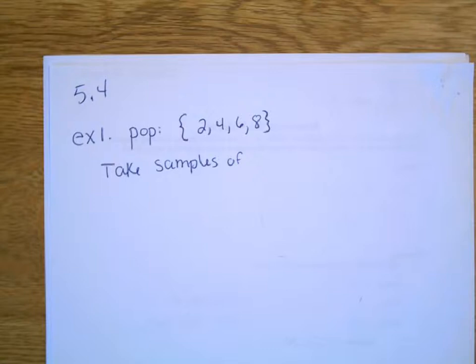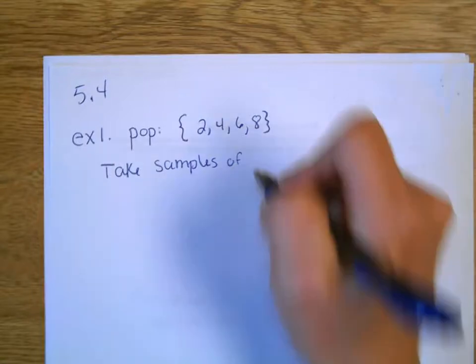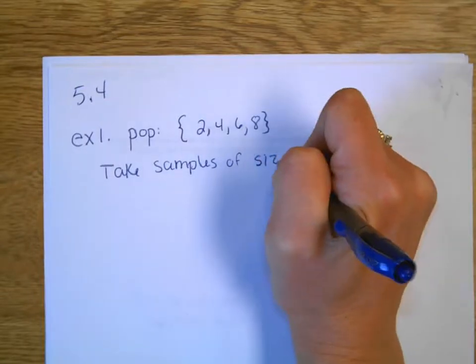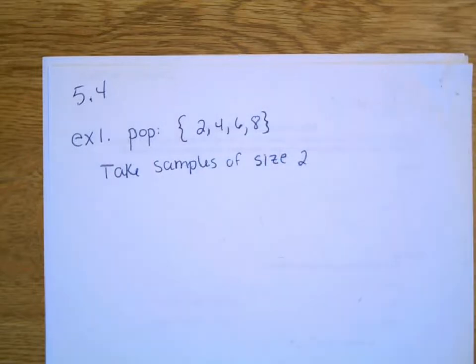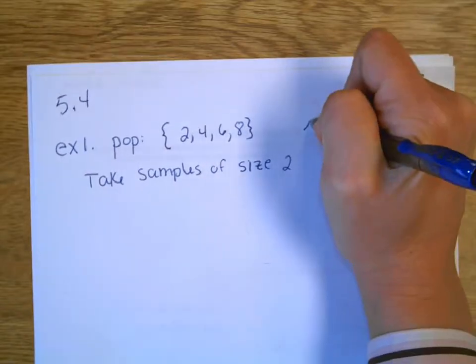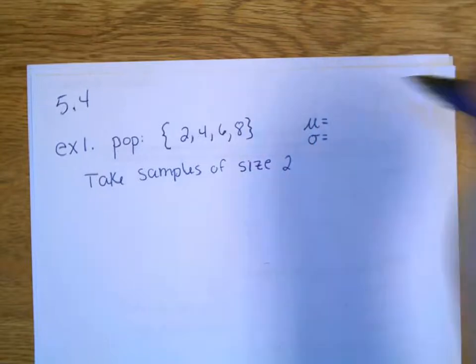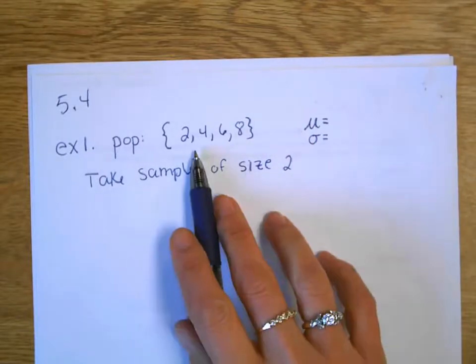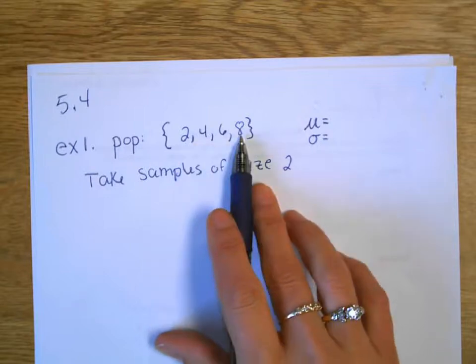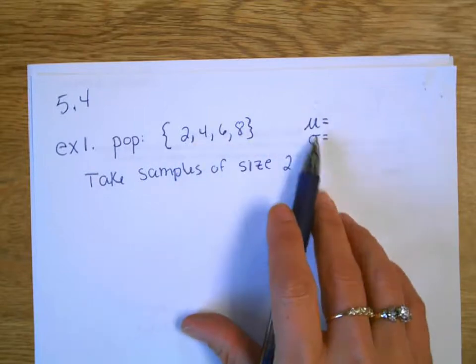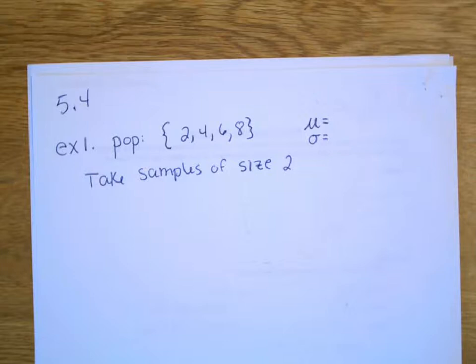So if we had a real small population with 4 things, then we're going to take samples of size 2. But before we do that, I would like to know the mean and standard deviation of my population. So put those in a list and run your 1-var stats and tell me what the mean and standard deviation are. I'll do it too.